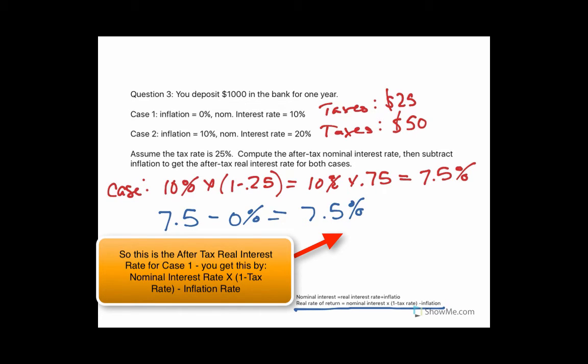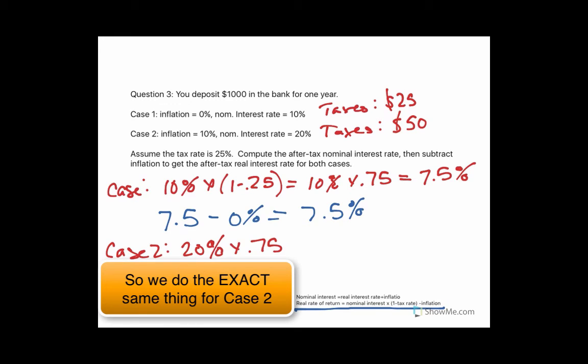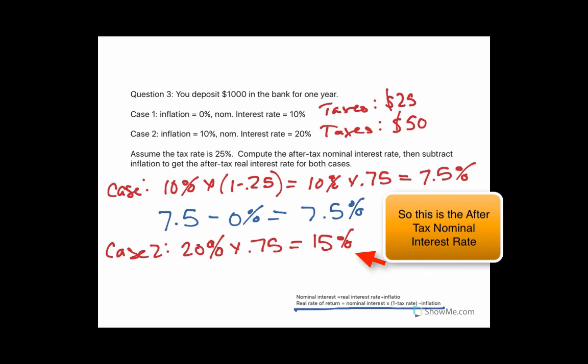So now we do this again for case 2, where the nominal interest rate is 20%. Again, we're going to multiply it by 0.75, that 1 minus the tax rate, and you get 15%. So since there's the higher nominal interest rate in case 2, the after-tax nominal interest rate is higher. It kind of makes sense.